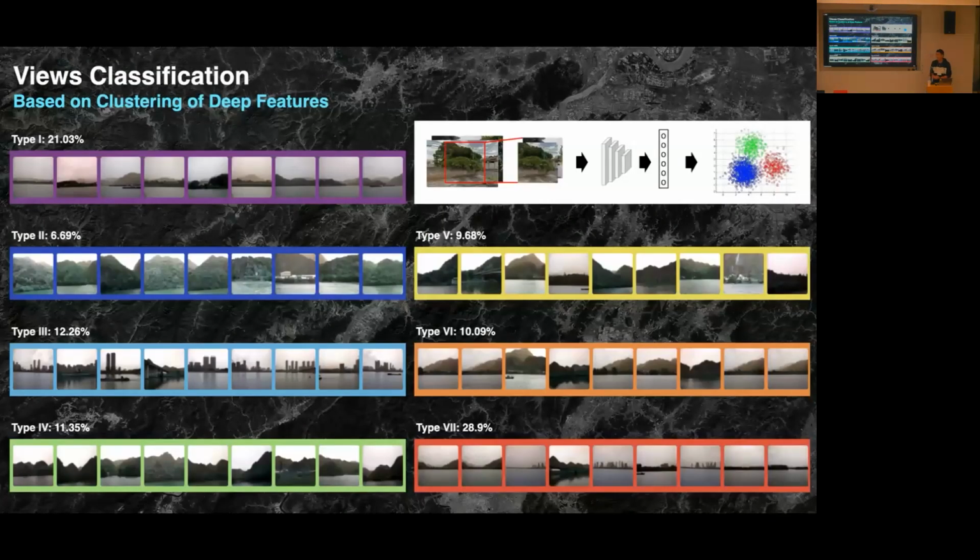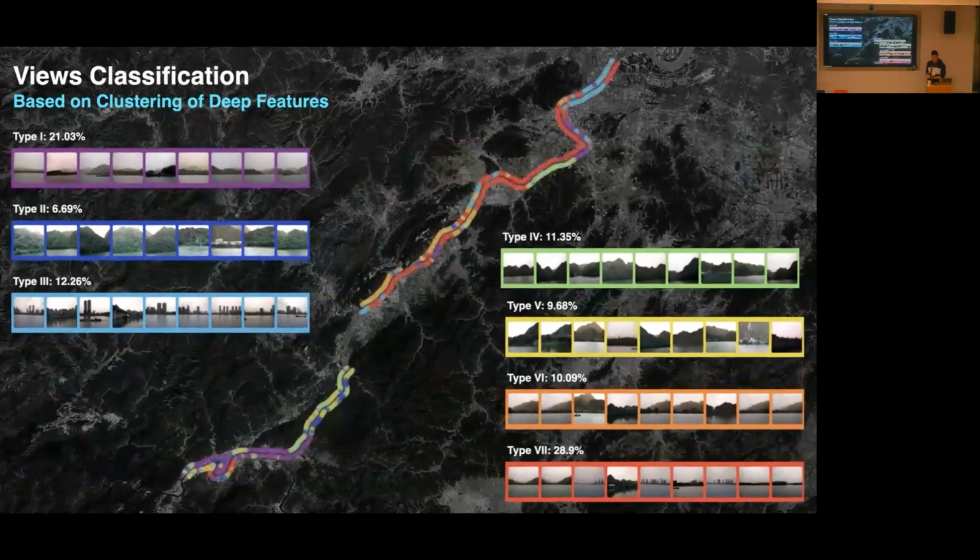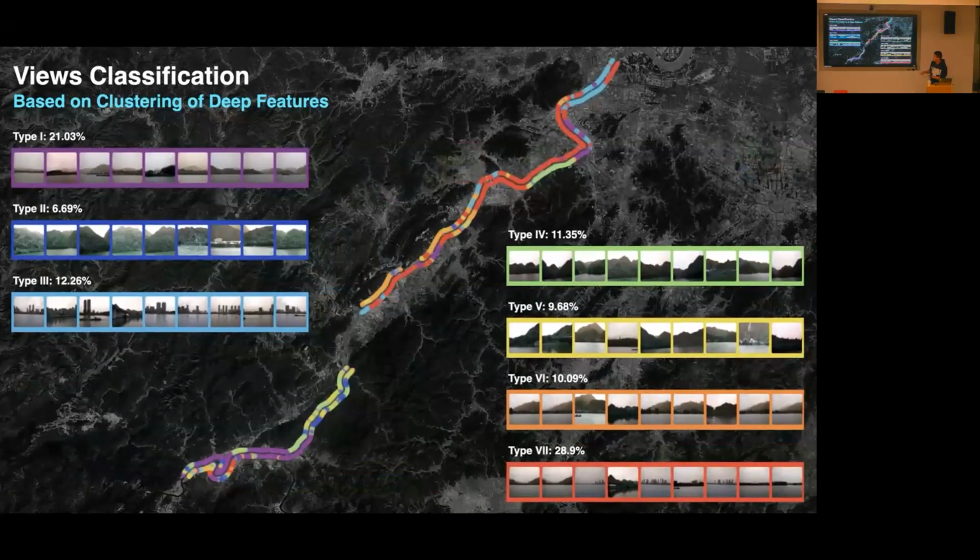And another thing we have done so far is using the D features to do the view classification. It's another way of explaining the world. I won't go into too many details about it, but just remember that we can use the D features to let the machine automatically classify all the views into different types. In this example, we have 7 types of views, and we can replot them back to the river to see how these types are distributed along the river.